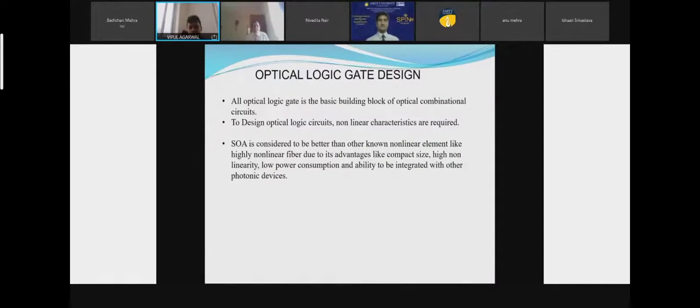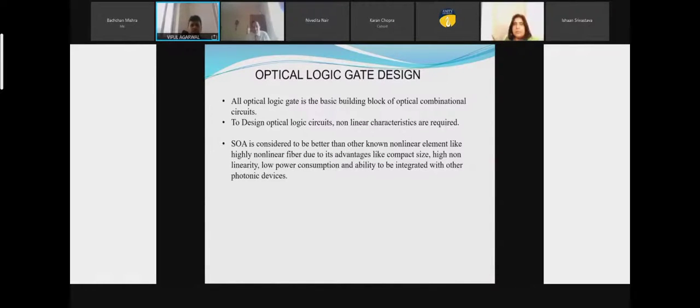So we have used a semiconductor optical amplifier for the logic gate design. Now in optical communications we need non-linear characteristics to design optical logic gates. We have all heard about non-linear fiber, and gates have been designed using highly non-linear optical fibers, but the length of those fibers is like 1 kilometer, 2 kilometers. So it is really impractical to use such a highly non-linear fiber, and it will also add extra distortion as well as dispersion.